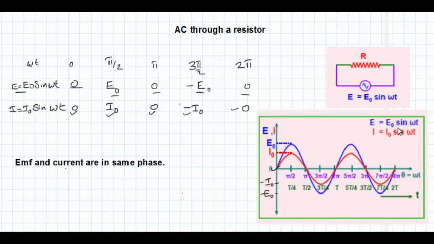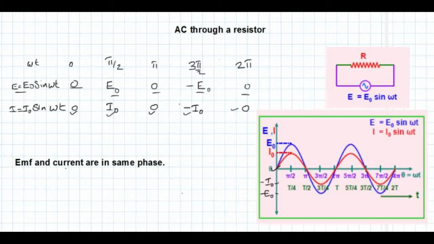So when E is equal to E0 sin omega t, I is equal to I0 sin omega t, and the variations are exactly similar, and in this case we can say EMF and current are in the same phase. Both are in the same phase simply means what? The variations are similar, right? When the voltage is increasing, current is also increasing. When the voltage is decreasing, current is also decreasing. So the variation of current goes hand in hand with that of EMF. So that is the meaning of EMF and current being in the same phase.